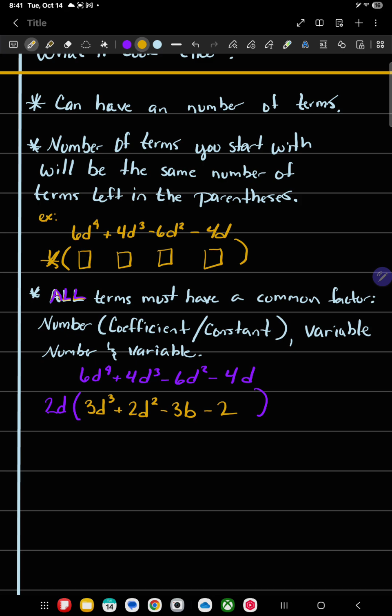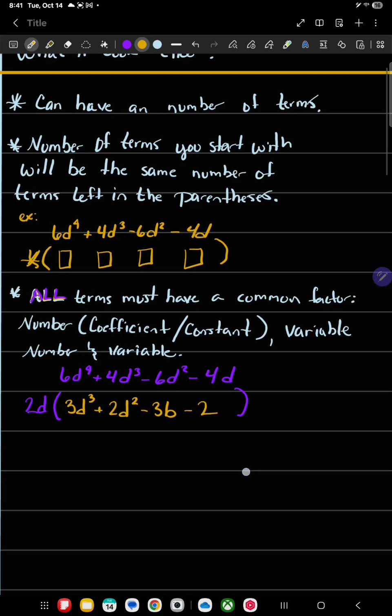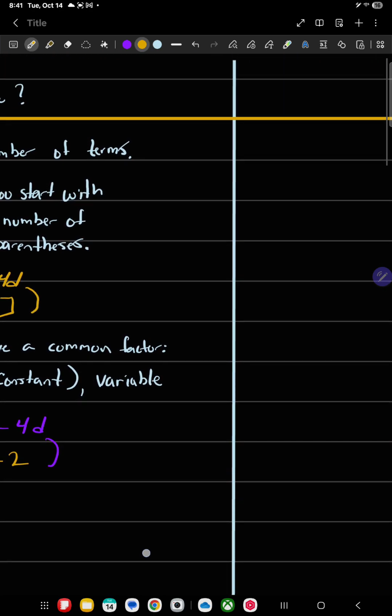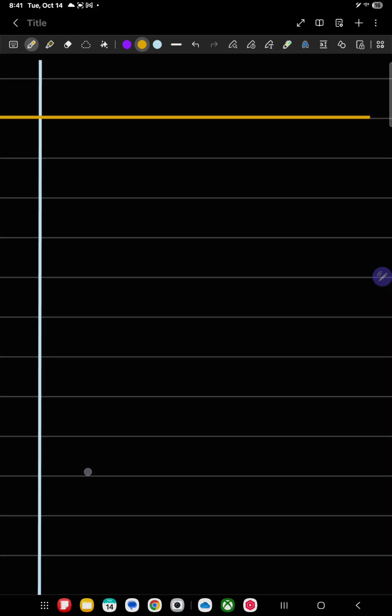All right. Now, let's talk about when to look for greatest common factor. Let's finish this up about when. When should you look for it? Okay? Always. Always look for greatest common factor.